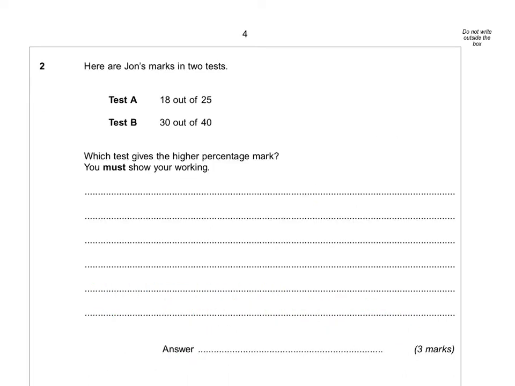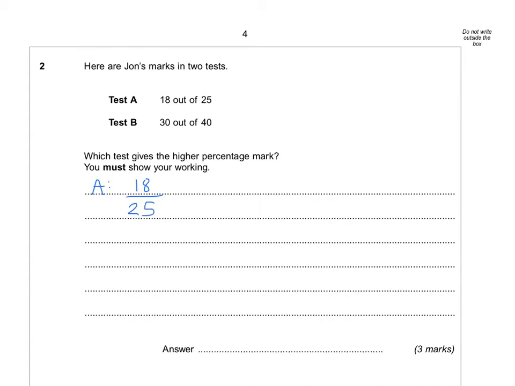Question 2. Here are John's marks in two tests. Test A, he scored 18 out of 25, Test B, 30 out of 40. Which test gives the higher percentage mark? You must show your working. So Test A, if we convert his raw mark into a percentage, that's 18 out of 25.